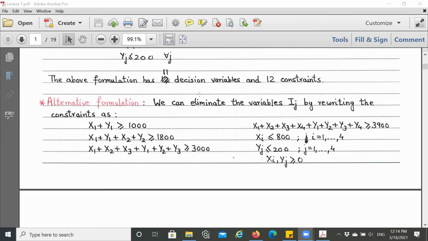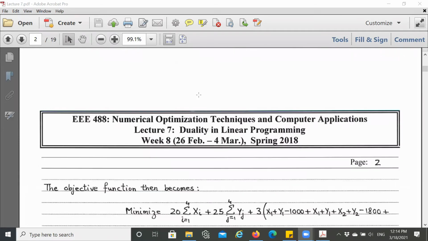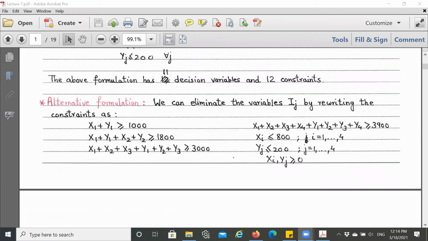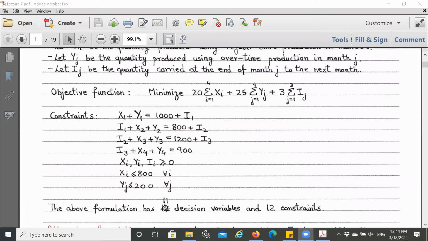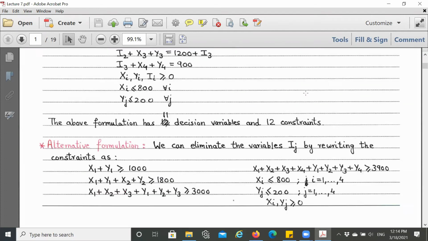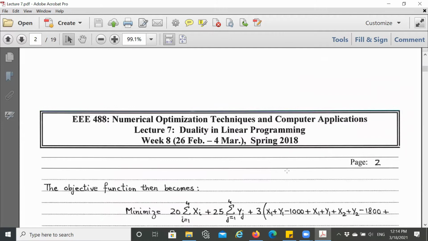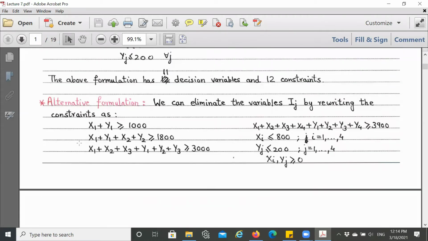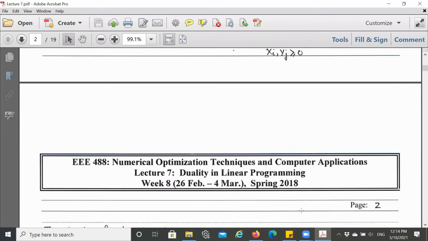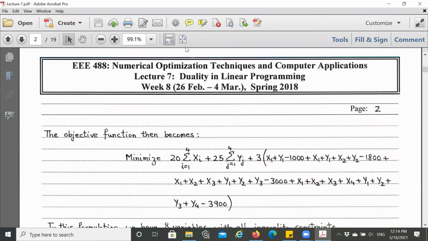Now this is again another LP formulation. What we did not change is the objective function. The objective function, we have to get rid of this ij. And the way you do that is to write it in terms of these equations that you've got. That means x1 plus y1 minus 1,000. This guy over here.